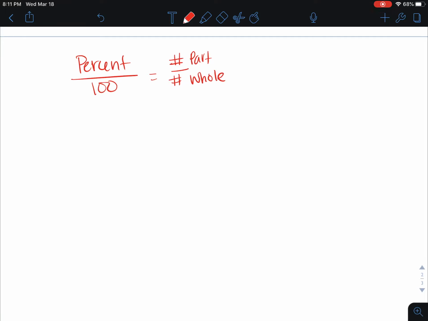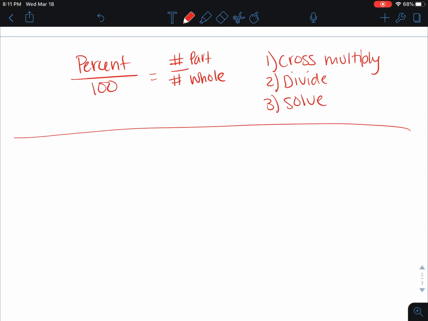Okay? All right, and then to be able to solve any of these problems, all you're going to do is cross multiply, and then you divide, and then you solve. Okay? So that's all you have to do on these. I'm going to give you some hints. Okay? All right, this would be really helpful for you.